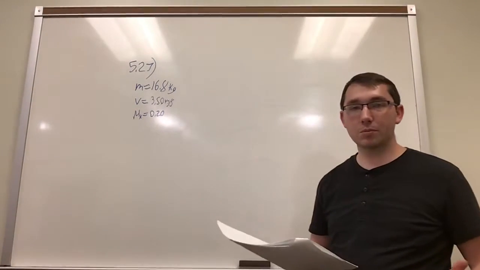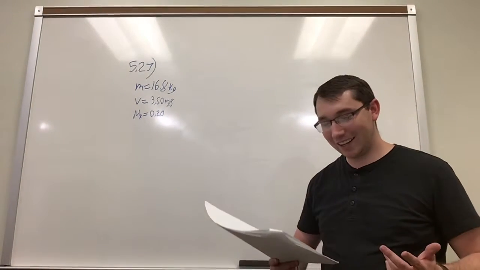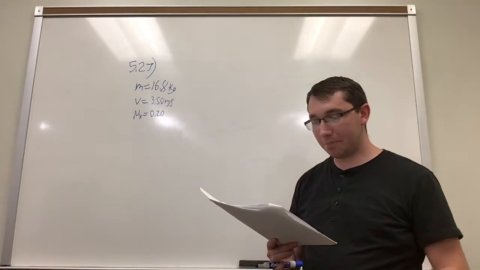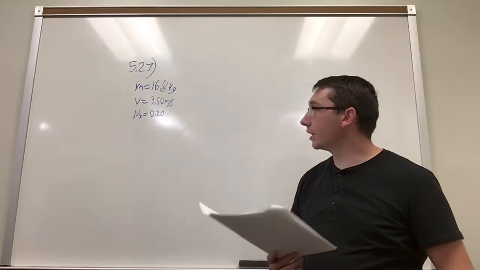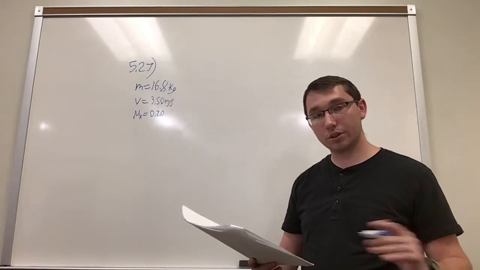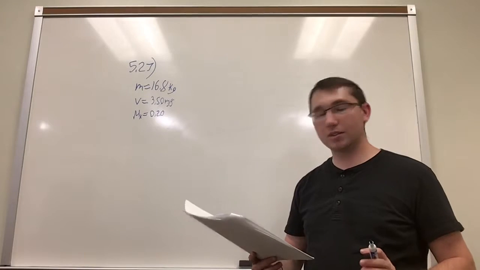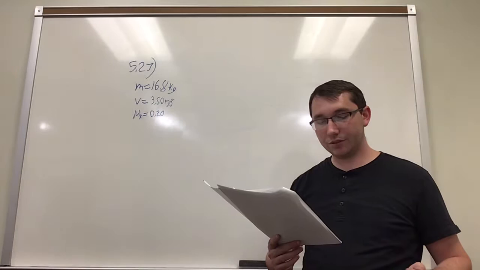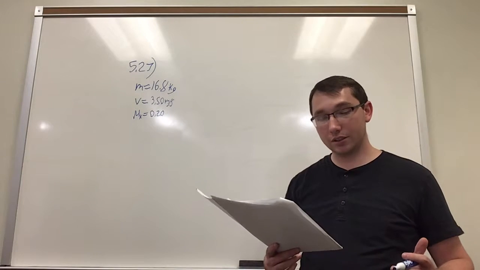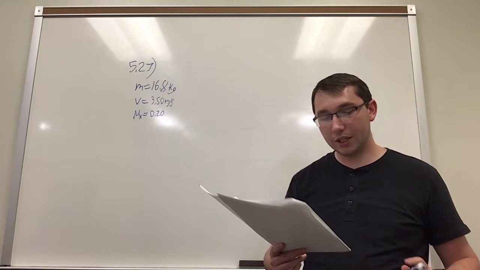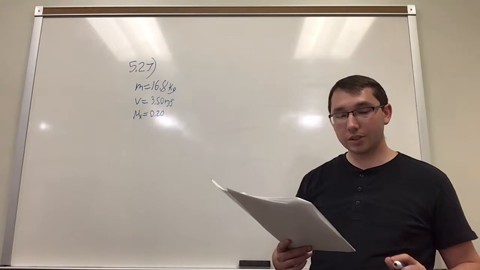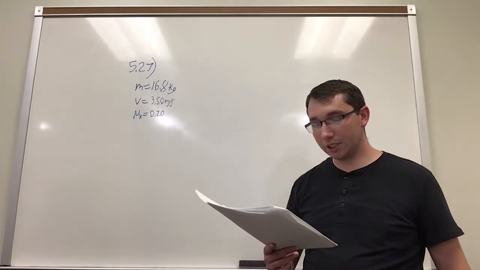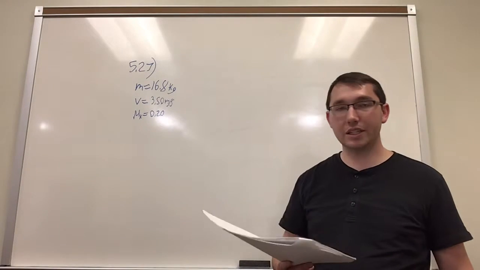Alright, so this time we're doing problem 27 from chapter 5, and the question says, a stockroom worker pushes a block with a mass of 16.8 kilograms on a horizontal surface at a constant speed of 3.5 meters per second. The coefficient of kinetic friction between the box and the surface of the floor is 0.20. Part A, what horizontal force must the worker apply to maintain this motion?